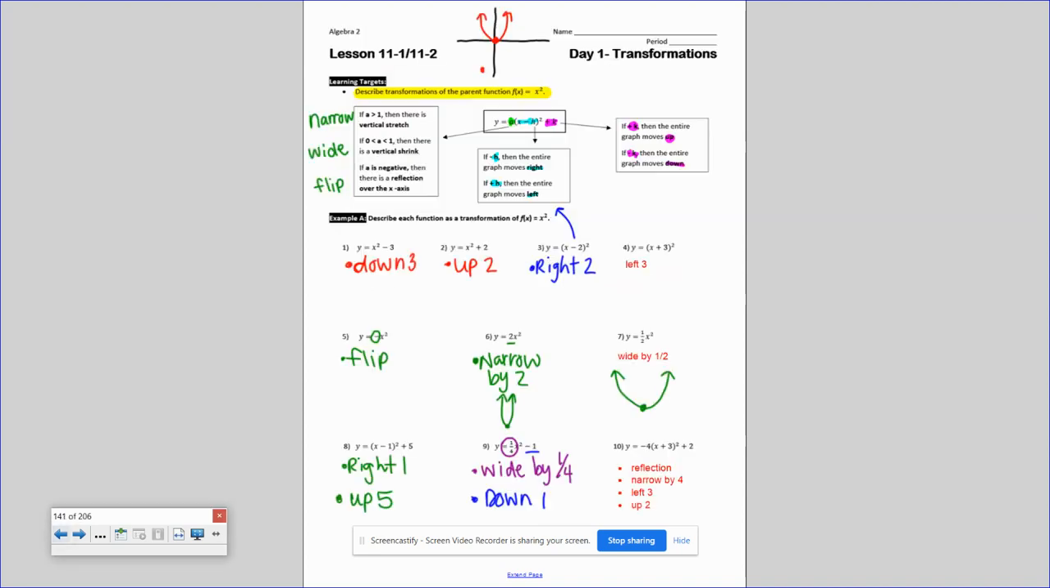So just knowing your transformations is the key part of this lesson, how the graph shifts. When it moves up or down, when it moves left or right, when it becomes narrow, wide, or when it flips.